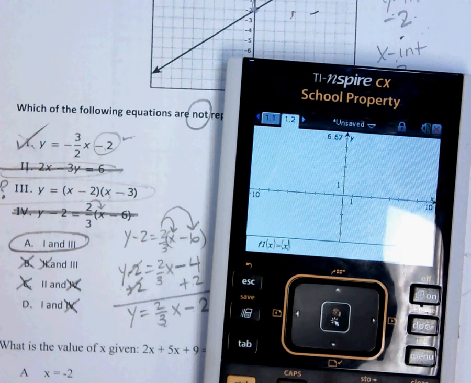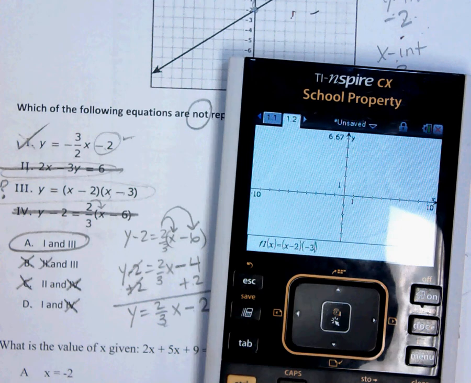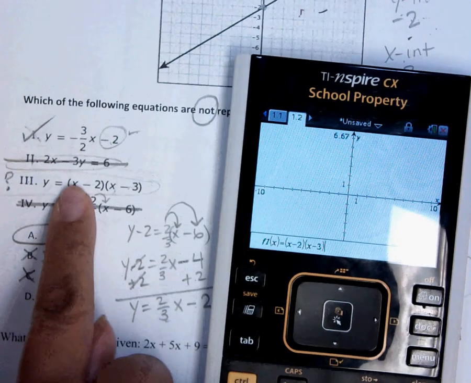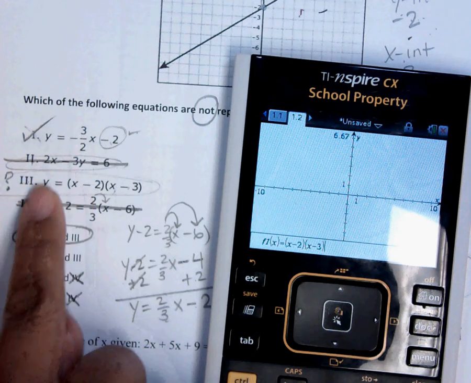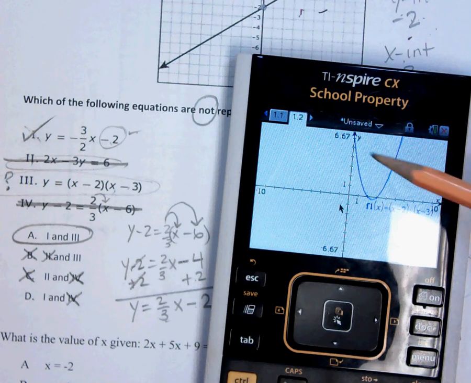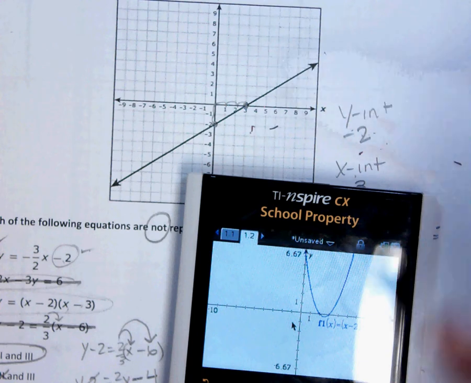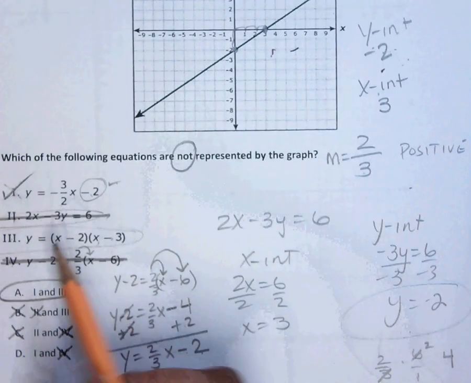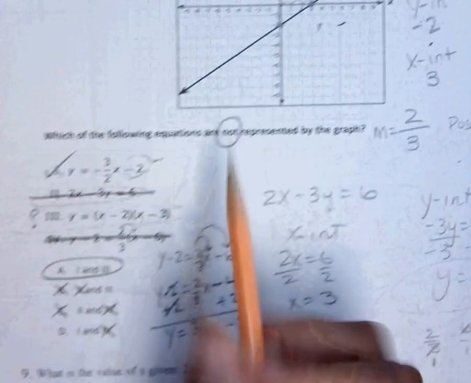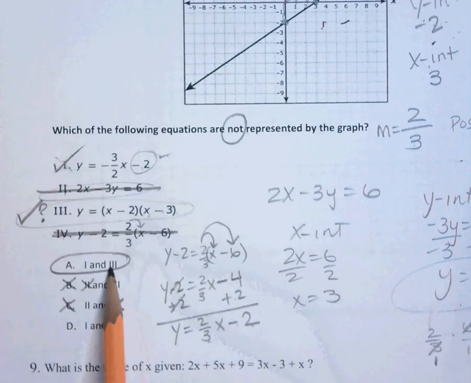Parentheses, x minus 2 over parentheses, x minus 3. Okay, it looks just like that, except I didn't type the y in. Remember, you don't have to. Y is the same thing as f of x. Press enter. Does that look like that? No, it does not. So we know this is not that graph, which means it is the answer we want.